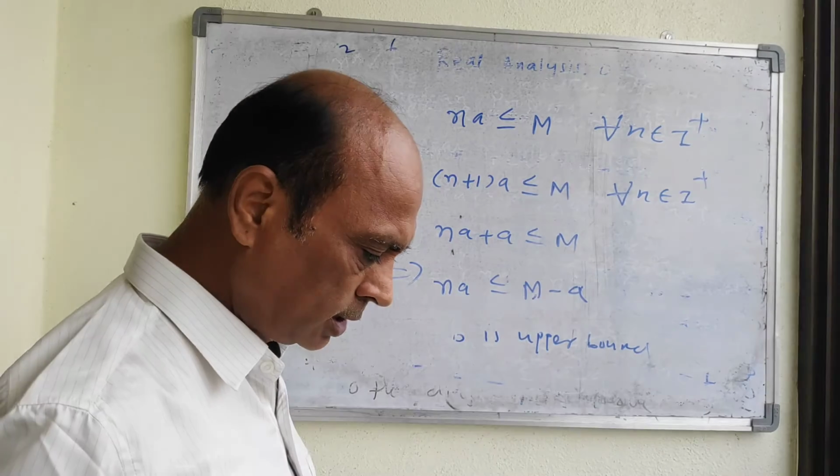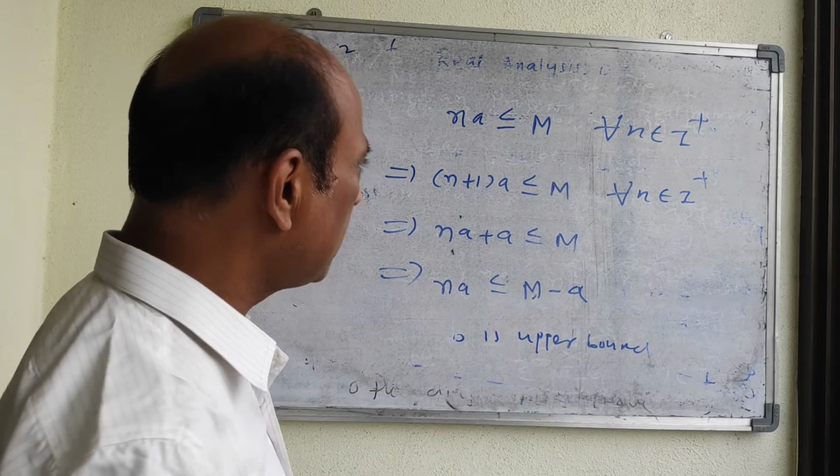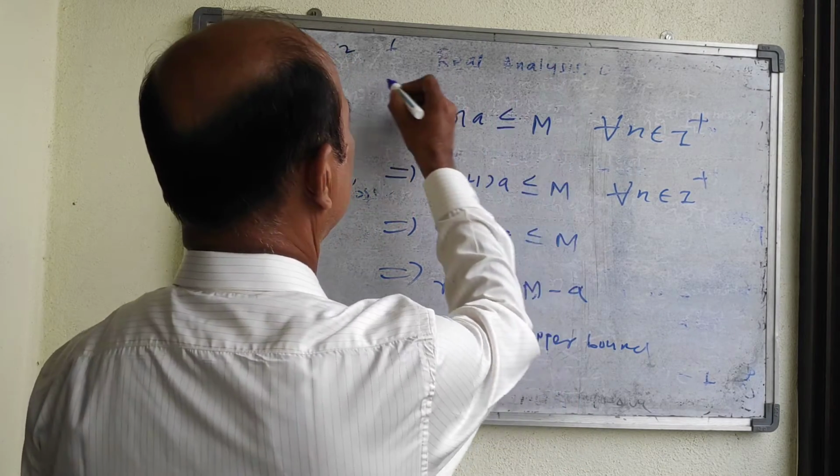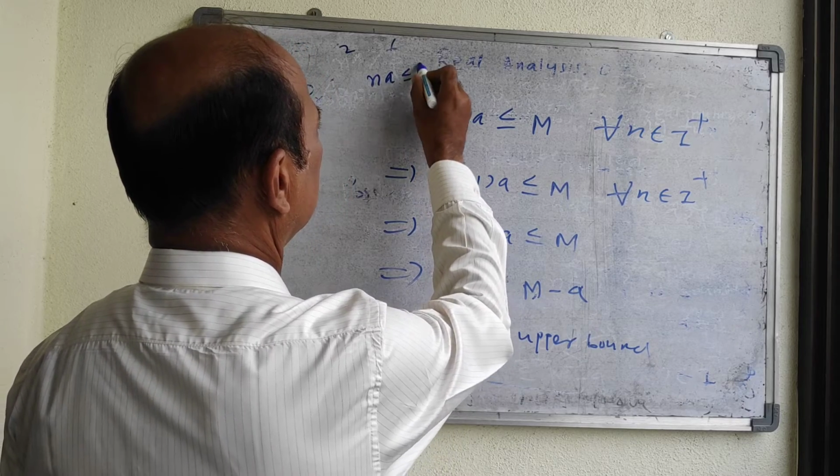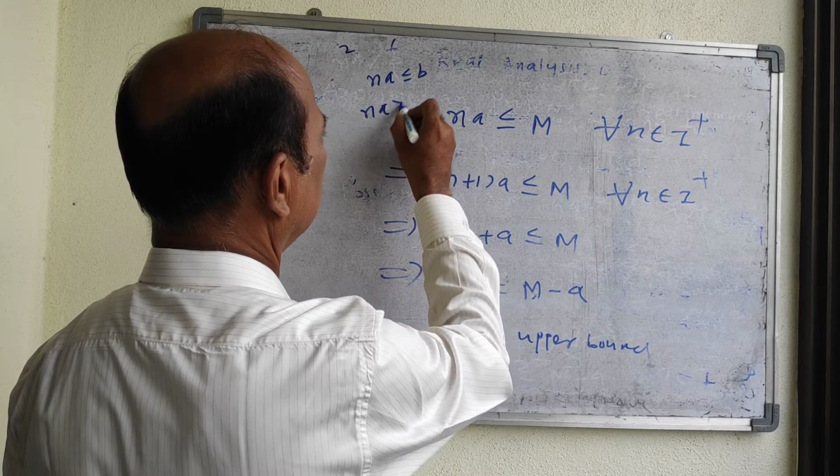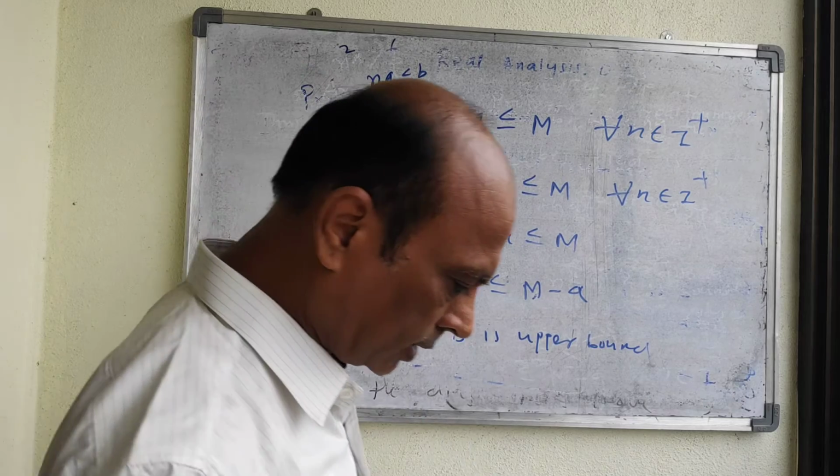So this is a contradiction. This contradiction proves that our assumption that nA is less than or equal to B is wrong, and therefore nA must be greater than B.